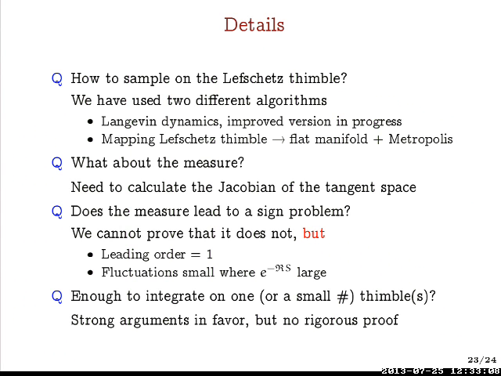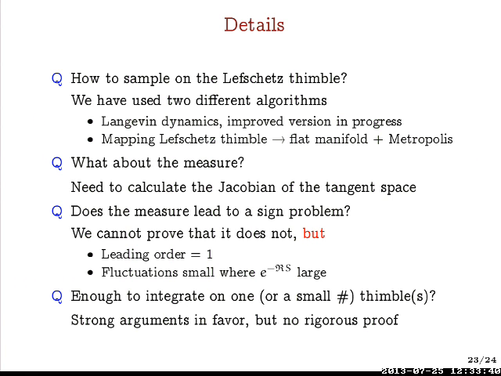Does this measure lead to a sign problem? We don't have a proof saying that it does not. It can, in principle, give you a sign problem. But in the leading order, it doesn't give you a sign problem. You can show that: if you do a saddle point approximation, it doesn't give you a sign problem. In fact, it's 1. So it's hard to see how the subleading terms will add up to completely make the leading term go to 0. That can happen. We cannot prove that it won't.